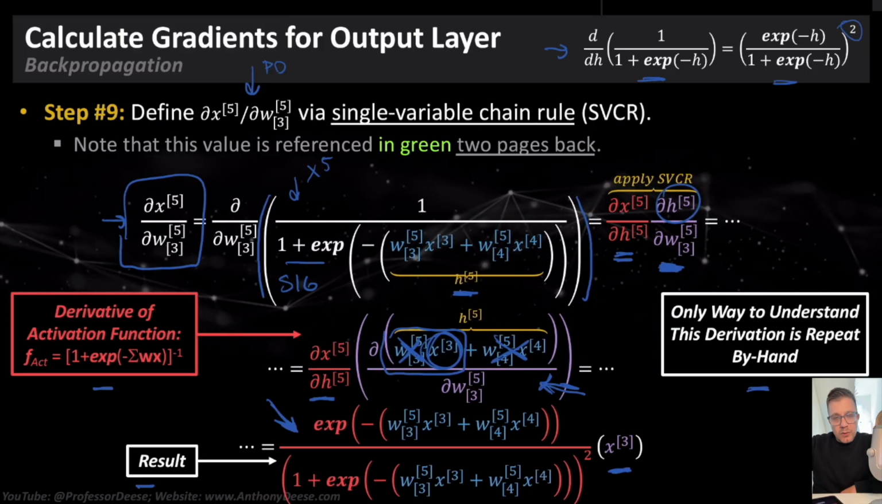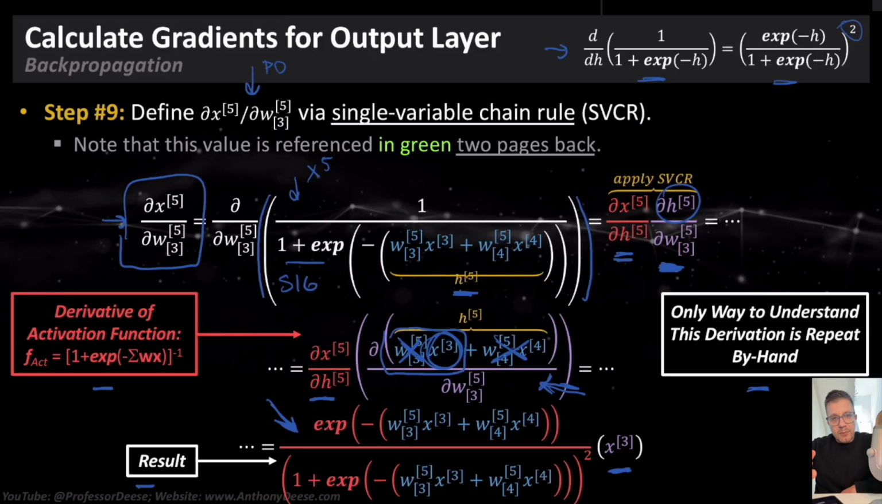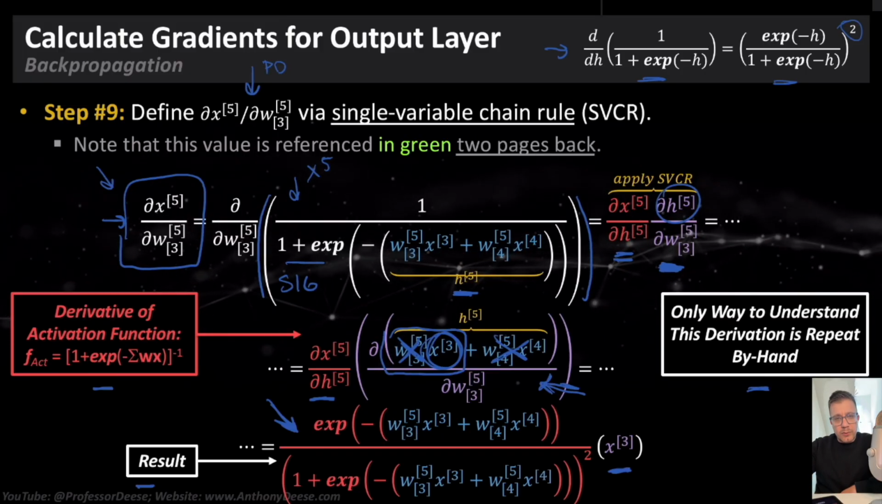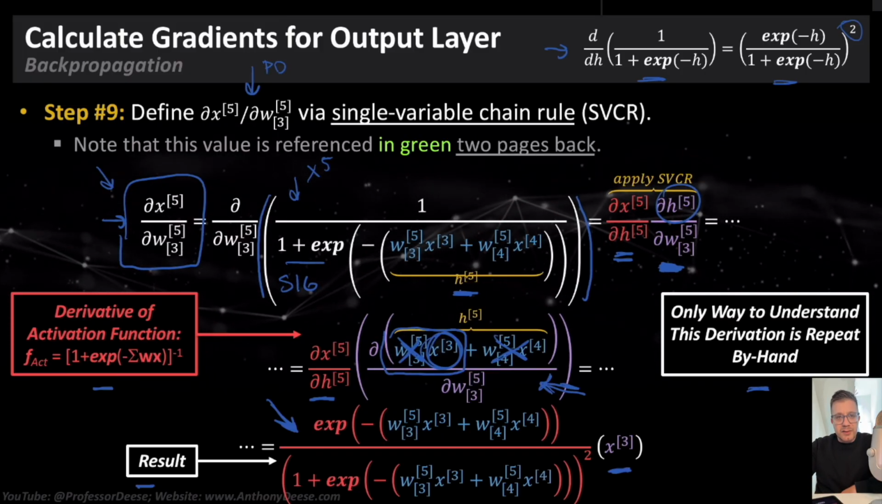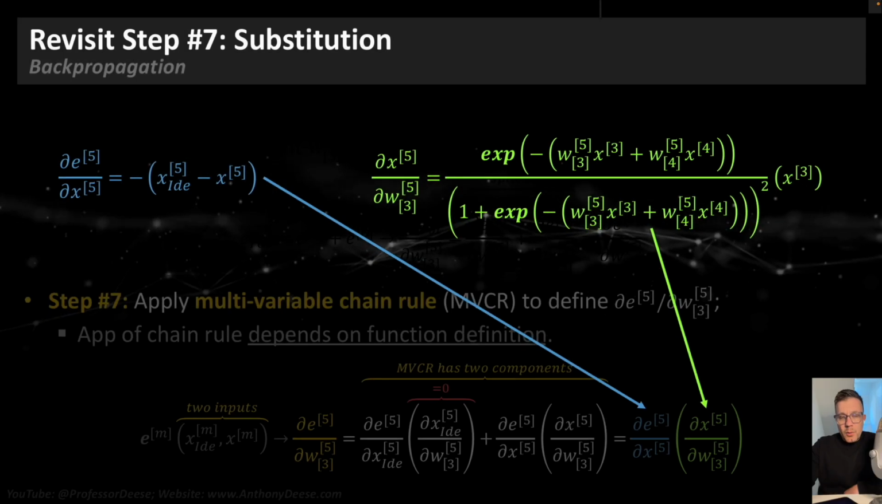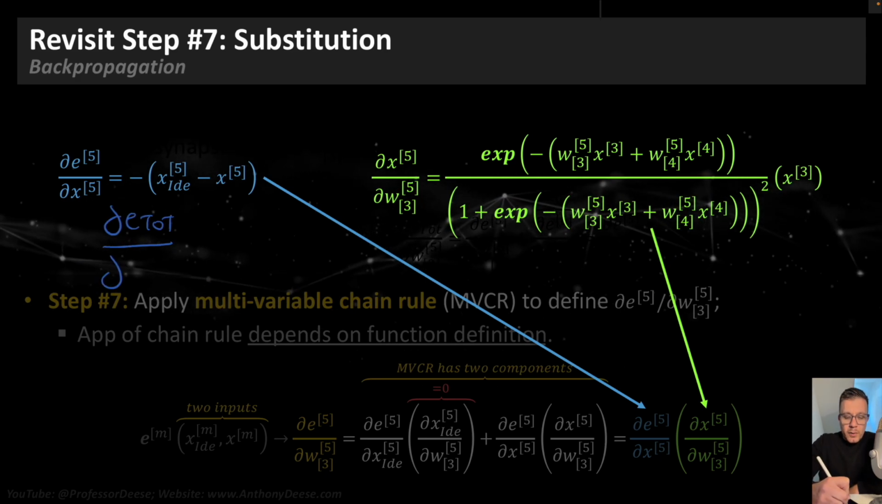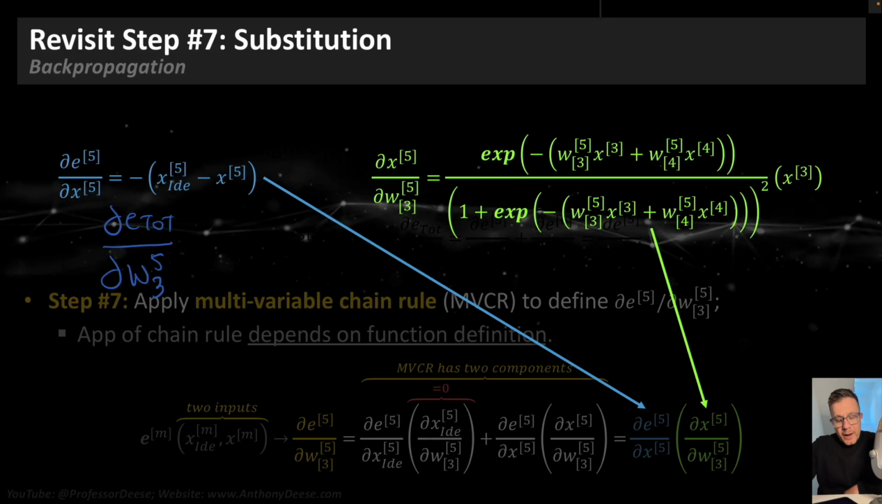Now, I know some of you may be trying to follow this derivation and perhaps having a little bit of trouble. The best advice I can give is to try to go through by hand each step of this derivation process on your own. Now we know all the values required to define the partial derivative of the total error with respect to our target synapse weight 3,5.